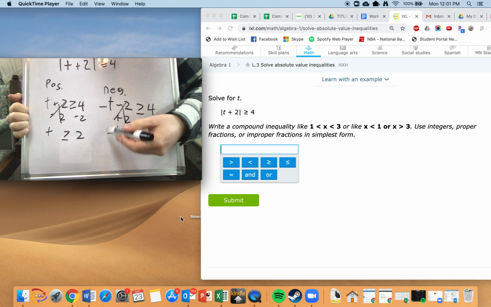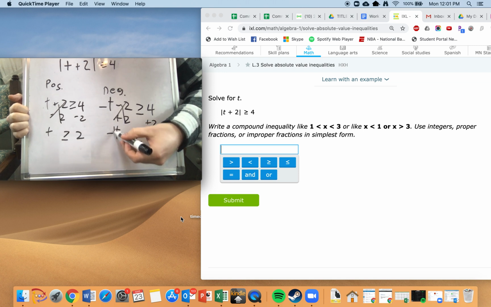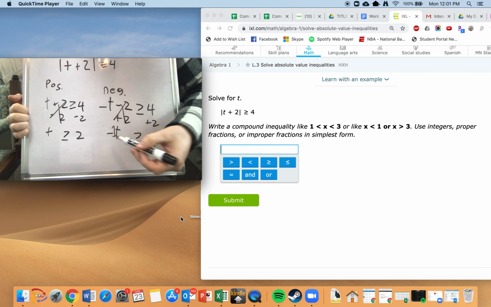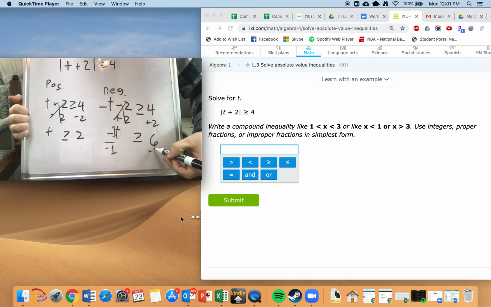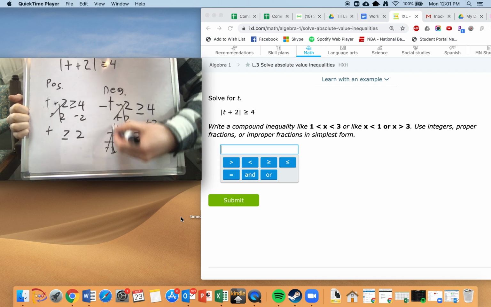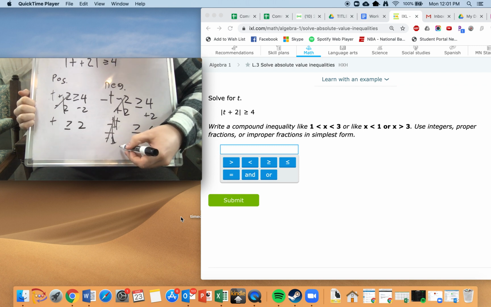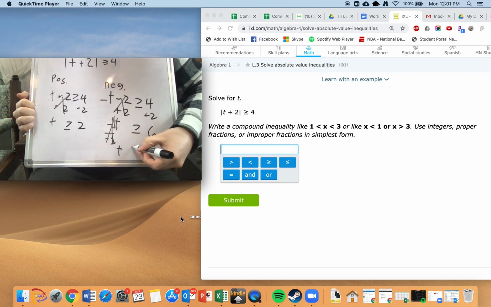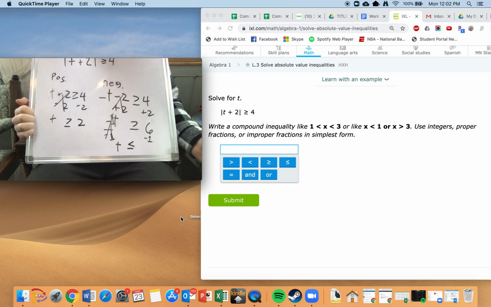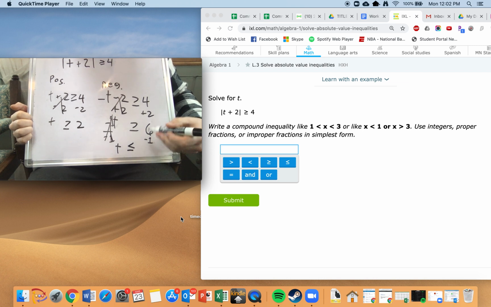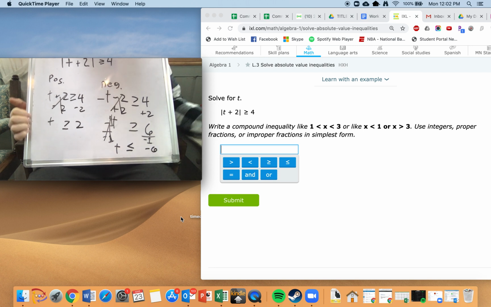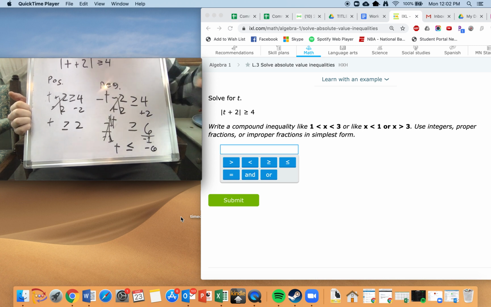Okay, not done yet. When I have this negative T, I can't just leave it like that. Remember, this is like saying negative 1T. So I'm going to divide each side by negative 1. And that leaves me down here with T. When I divide or multiply by a negative, I'm going to switch the sign. And then I have 6 divided by negative 1 is negative 6, like that.